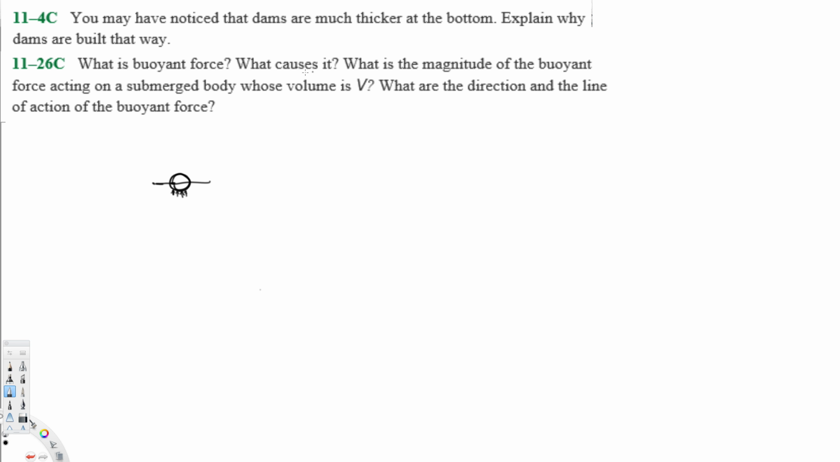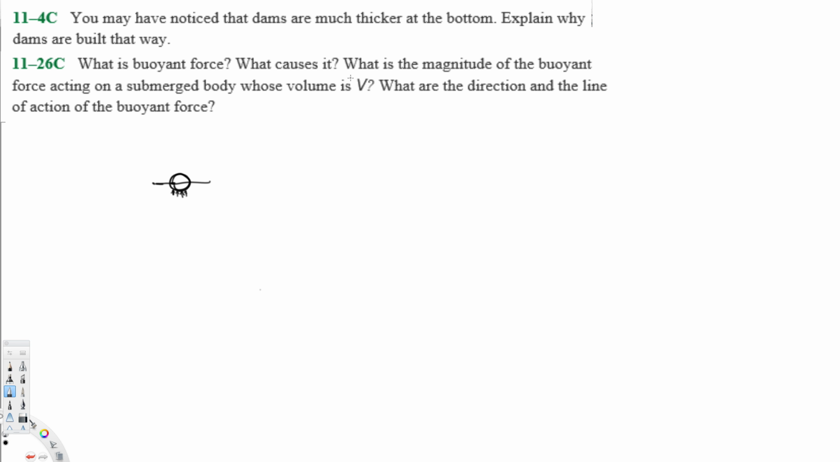And the second question is what causes it? It is caused by the increase of the pressure in a fluid with depth. If the depth is increasing, the pressure will be increasing, right? Because P is equal to rho gh as the height increases. So that's what causes this buoyant force to form.